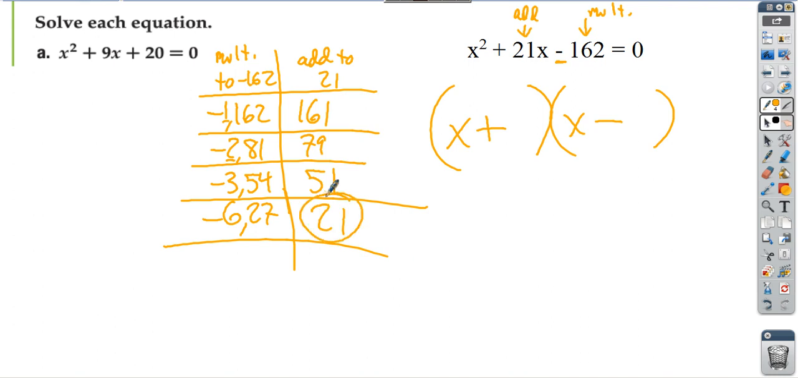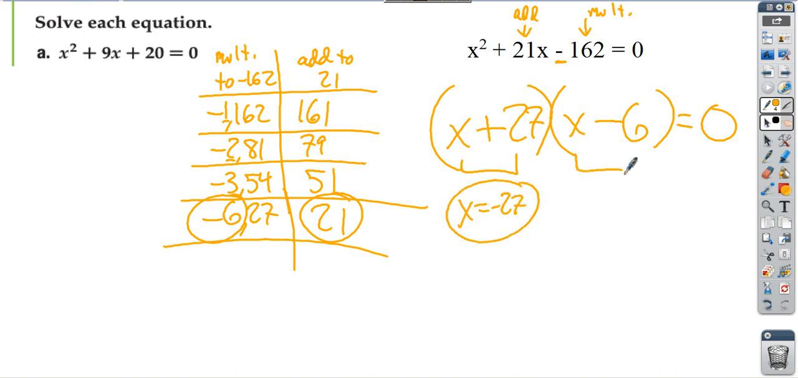So it should be x minus 6, which goes here, x plus 27, which goes here. How do we make this one equal to 0? Well, that would be negative 27. How do we make this one 0? That would be x equals 6, and we're done.